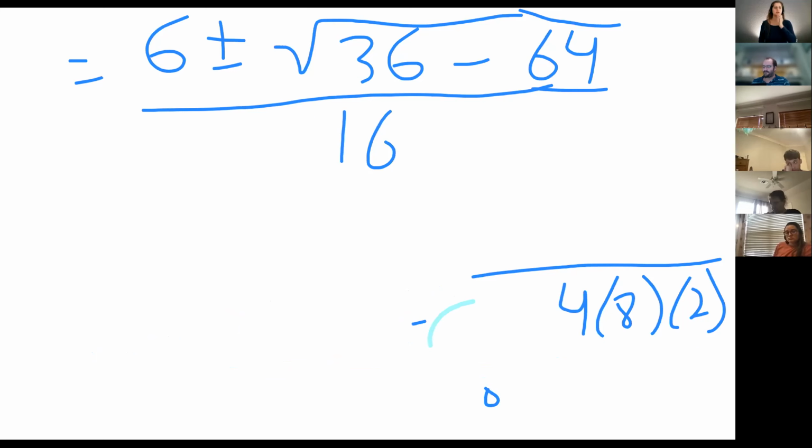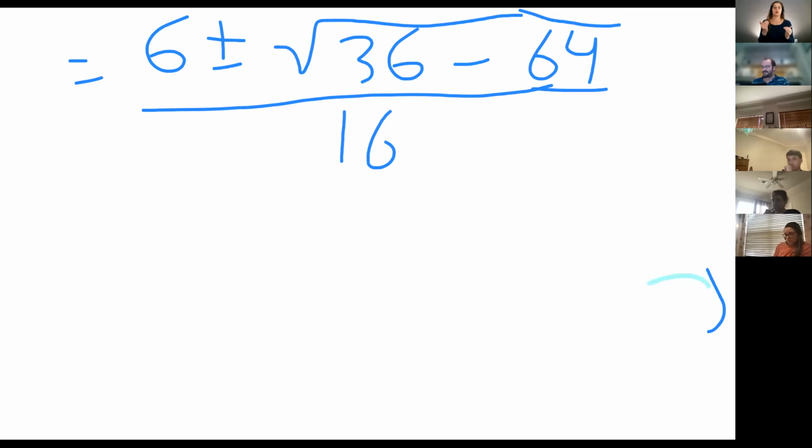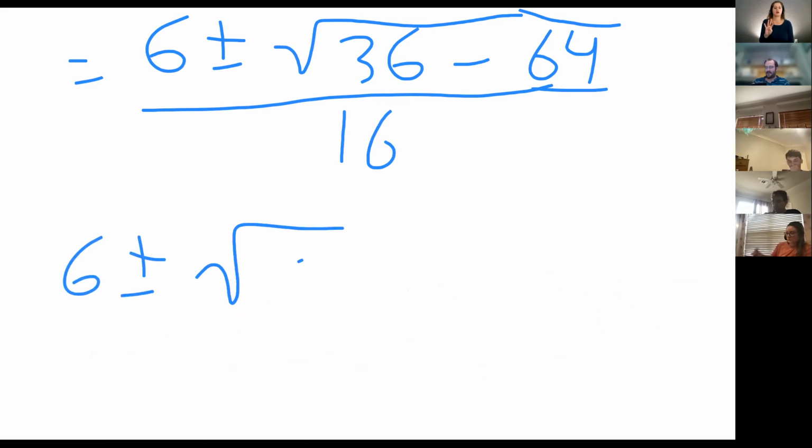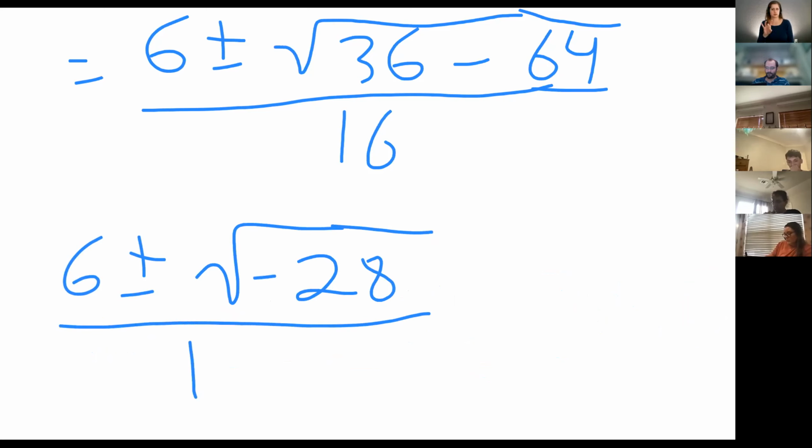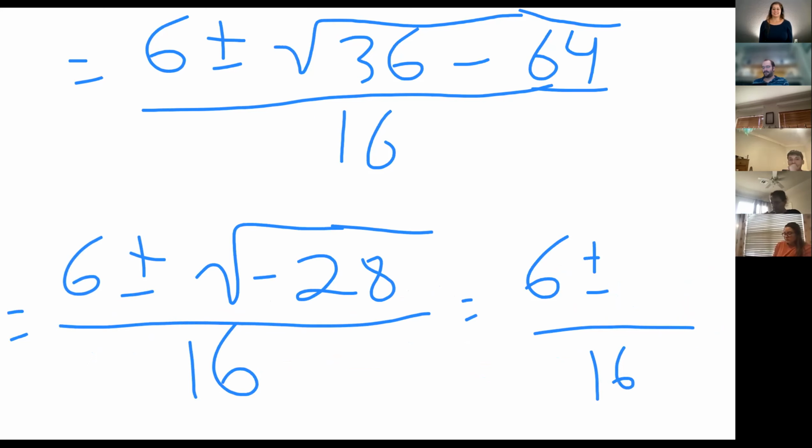So the next thing that we're doing is that 36 minus the 64. That's going to give me 6 plus or minus root, you said 28. Negative 28 over 16. Should be minus 28 over 16. Yeah, that's it. This is where I don't do after I get the negative in the square root. So the negative in the square root should come out as what? An i. Yeah, so there should be an i here.